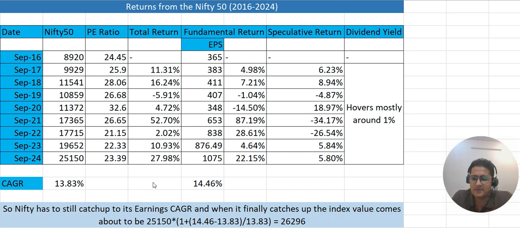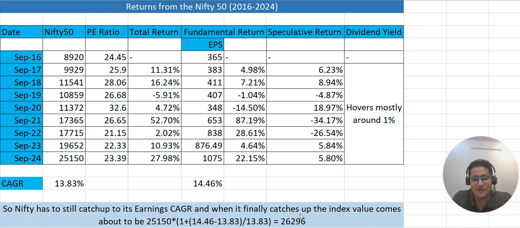Now, what I inferred basically is that Nifty 50 has a return of around 13.83%, but its EPS has been growing at about 14.46% during the past 7-8 years. So when Nifty was at 21,150, it still had to at least catch up with its EPS growth. When I calculated this, the value came to about 26,296, and Nifty reaches around this value.